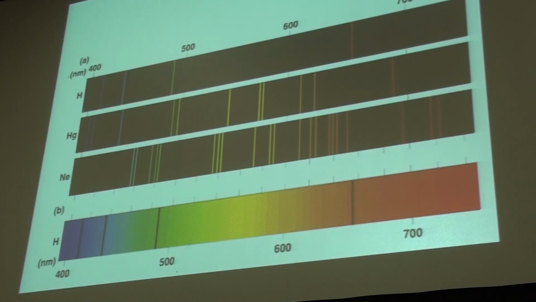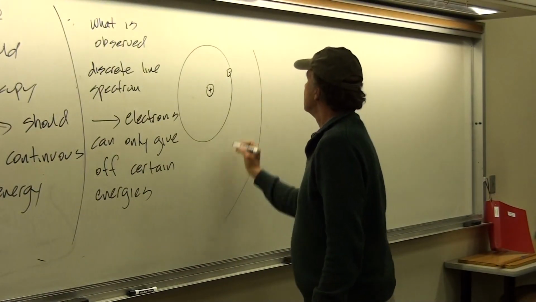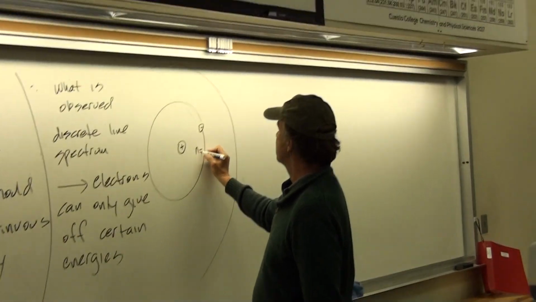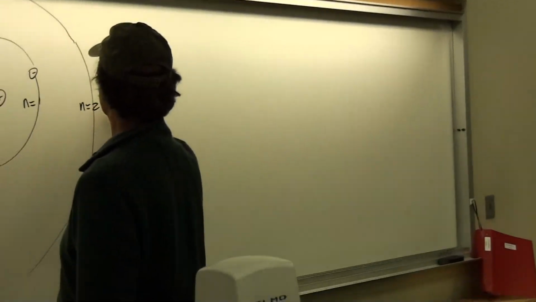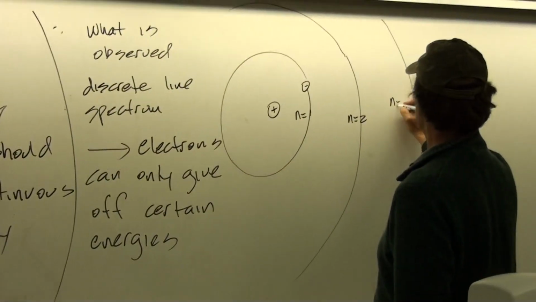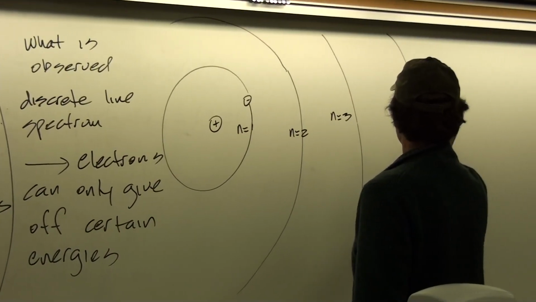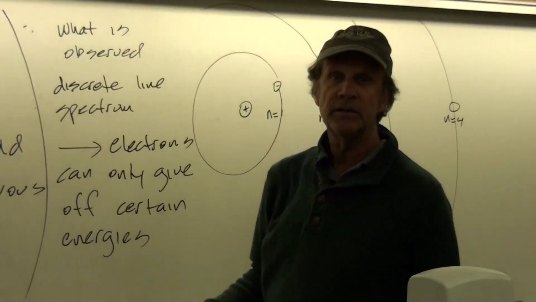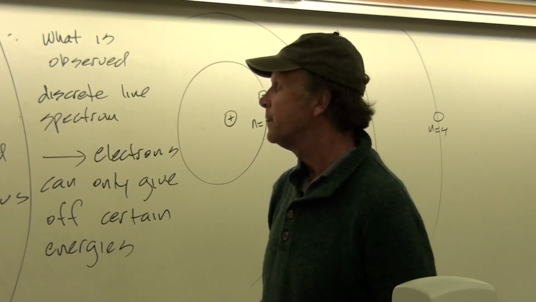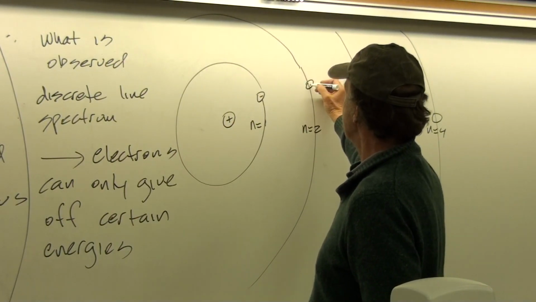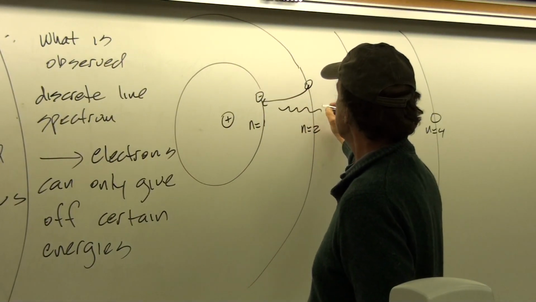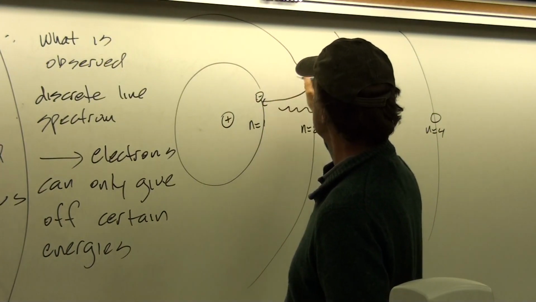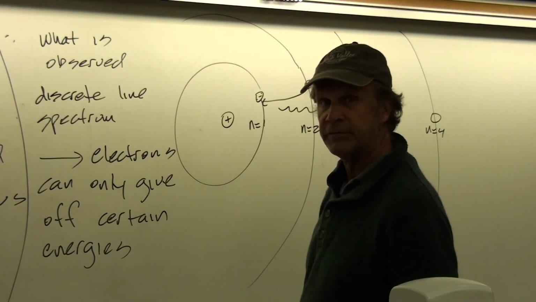So the idea then with a line spectrum is that the particles can't just exist any old place, but can only exist in certain orbits. So this might be n equals 1, this might be n equals 2, this might be n equals 3, this might be n equals 4. But if the electron were anywhere in between, it couldn't even exist. But it has to be either here, then it would give off one energy. That energy would be the difference in energy between these two states as a photon.